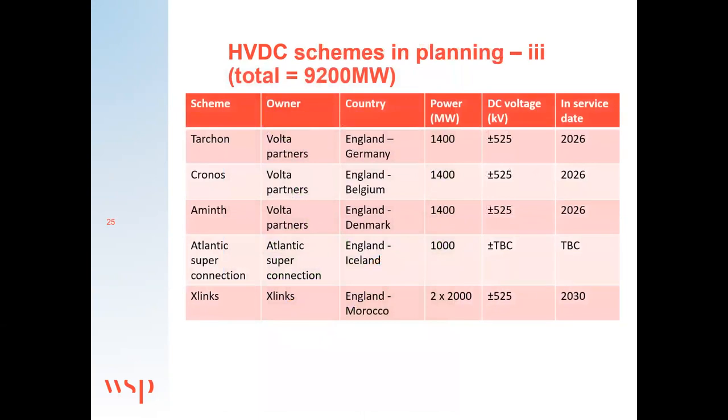And again, some details of those other additional schemes and planning, but another 9.2 gigawatts being developed by a variety of companies. And you may have noticed that many of these companies are not traditional TSOs. They are private developments where people have decided that there is merit in building transmission systems by HVDC to move energy from place to place. But these people are developers and raising money on the market to build these projects.